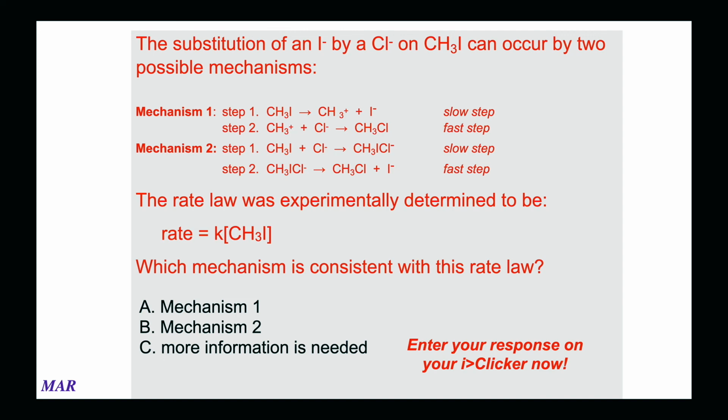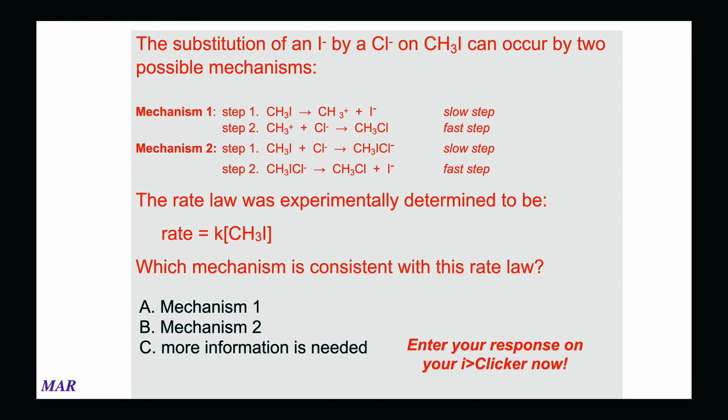So you can see that in mechanism 1, the slow step is the methyl iodide, CH3I, breaking down into some weird stuff, and then that reacts with chloride to make CH3Cl. In mechanism number 2, the methyl iodide is reacting with chloride directly to make CH3ICl, a 5-coordinate carbon species. That's going to be slow because that's not easy to do, but that will then subsequently break down further into methyl chloride and iodide.